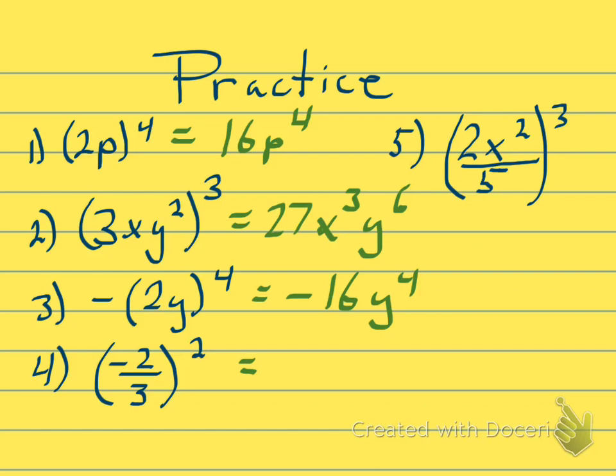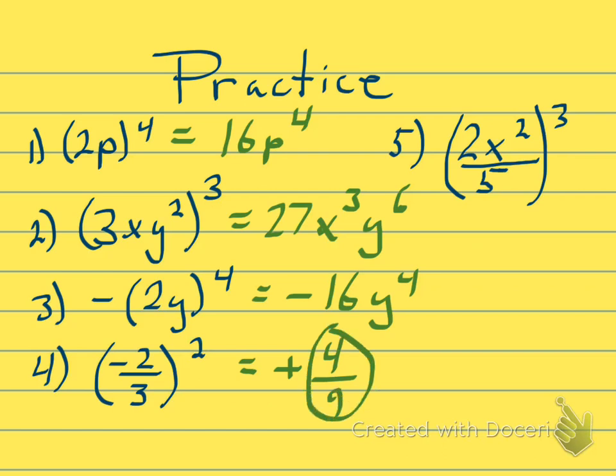And the bottom one is negative 2/3, and it's a negative inside of an even power. A negative times a negative is a positive. I can put a plus sign just to remind myself there. 2 squared is 4, and 3 squared is 9. You don't really need the positive sign, but 4/9 is the answer.